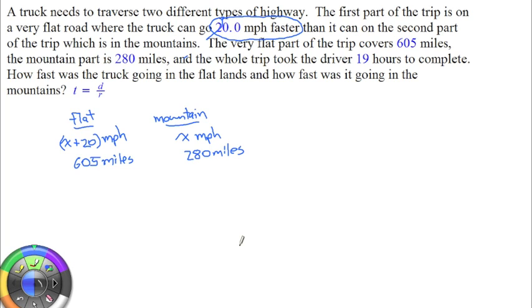So this gives us two variables that we have to work with. One of them is going to be considered a dummy variable, and we'll see what happens. So I'll just write that off to the side. The time it takes to complete the whole trip is going to be 19 hours. So this one's going to complete it in t1 time. This one's going to complete it in t2 time. Therefore, we know that t1 plus t2 must equal 19.